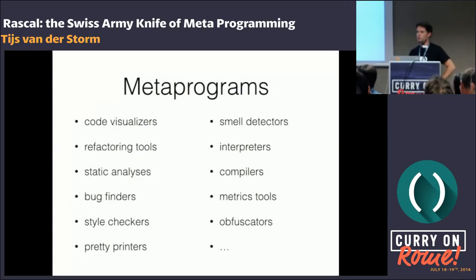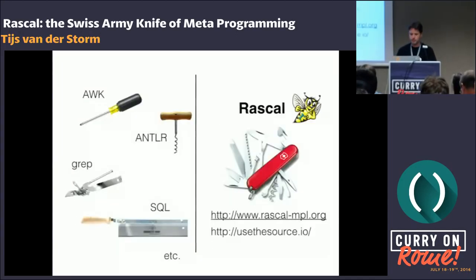You probably are all using meta programs. So we can think of code visualizers, refactoring tools, but also smell detectors or compilers, interpreters, tools that analyze metrics of other programs, and so on. So basically there's a large space of tools that just do something with source code, and most of that's also code, right? So these are meta programs.